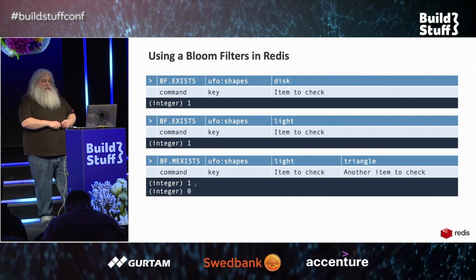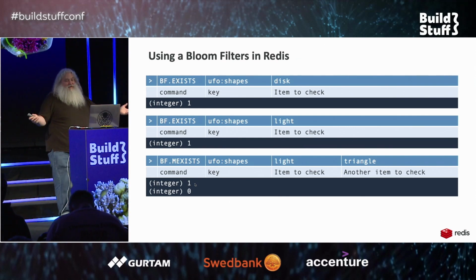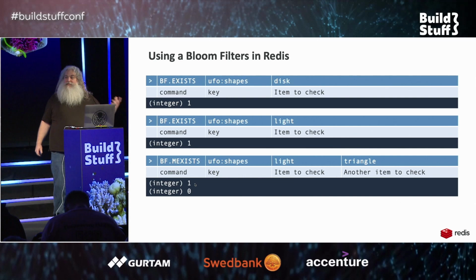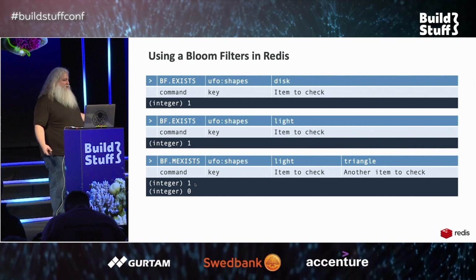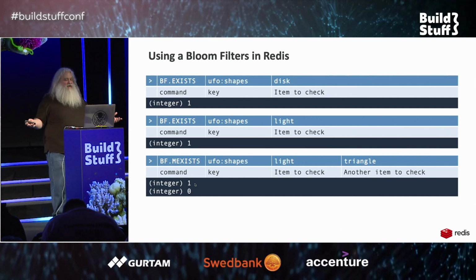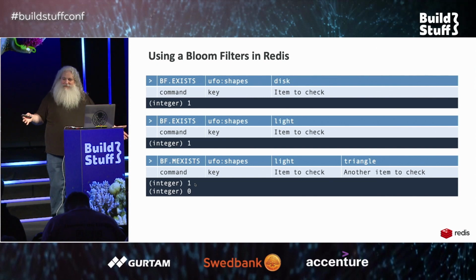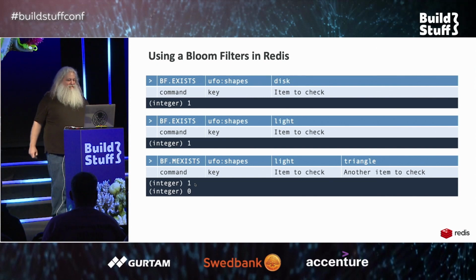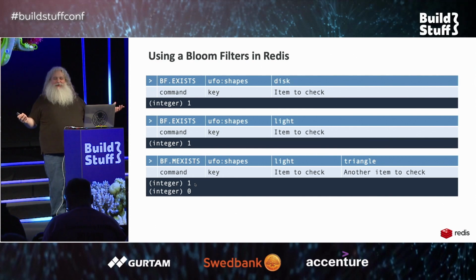Then you can use the bf.exists command and just say, is this here or not? And there's an mexists as well that does that for multiple things, the variadic version. I always think mexists is kind of funny. It looks like Mexists, which feels like some sort of, I don't know, it feels south of the border to me.